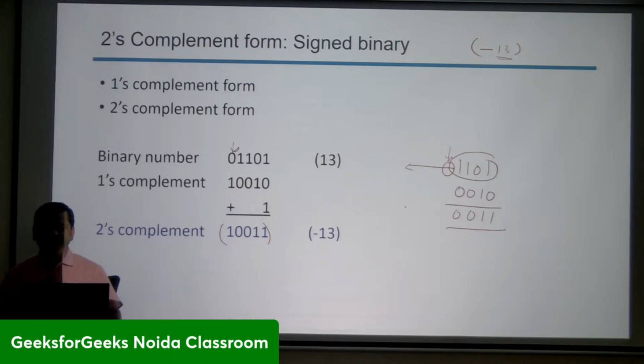Clear? Since it is positive 13, we can say it is 0 1 1 0 1. Now take the 1's complement of this, and then get the 2's complement, it is going to be 1 0 0 1 1, and now this is the representation of minus 13, and the MSB is maintaining the sign. It is 1, that means it is a negative number. All right.